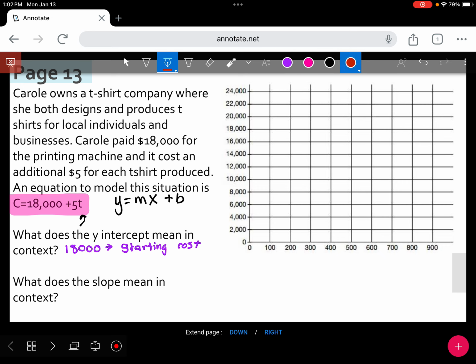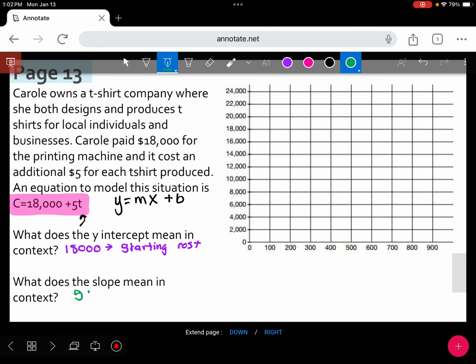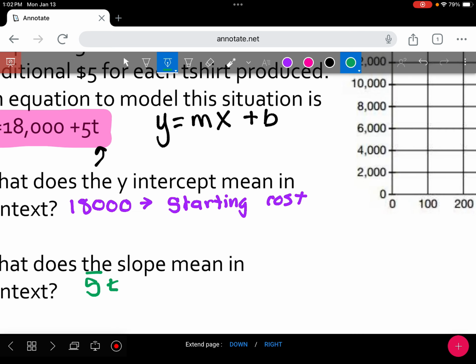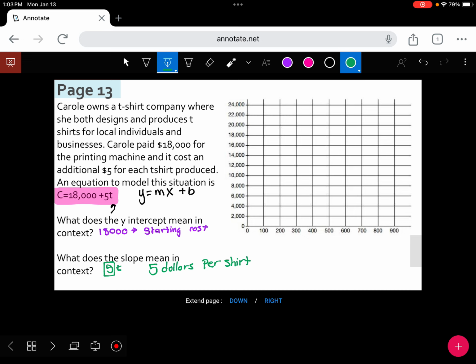And then what is our slope? Yeah, so we're looking at that 5t piece, and the slope is the 5. So 5 what? What does it mean in context? $5. Slope is always going to involve a per, so $5 per what? Per shirt. So every shirt she makes costs her another $5 to make it, $5 to make it, $5 to make it. So every single shirt.